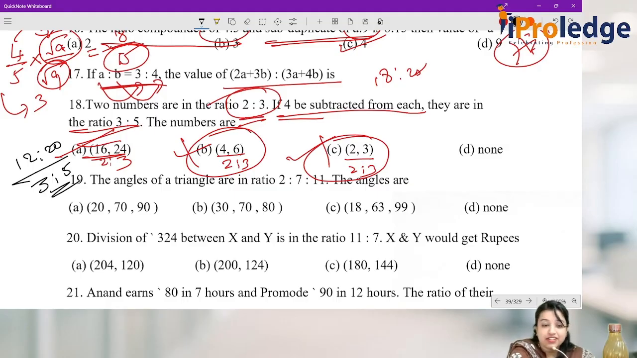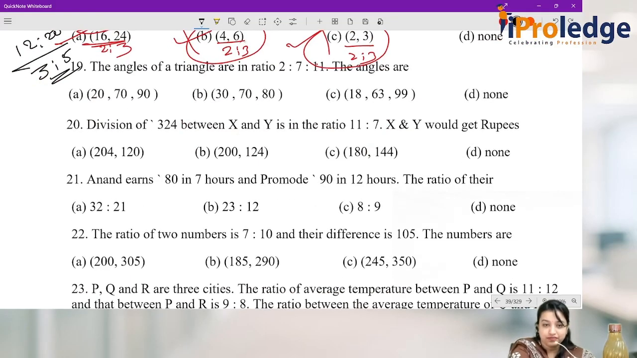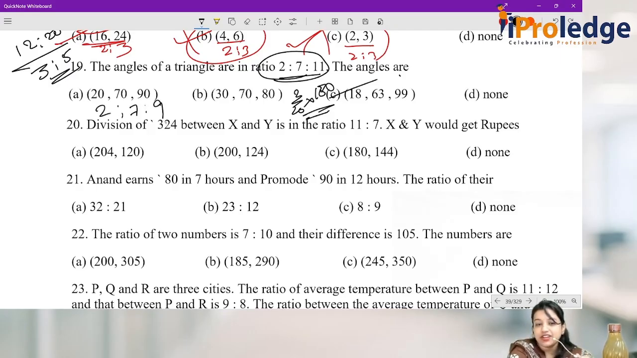Next, the 17th one. The angles of the triangle are in the ratio 2:7:11. The angles are... So add all the ratios: 2+7+11 is 20. 2 by 20 into the summation of 180, which is equal to 18. If the ratio is 2, 7, 9 it would not match; 2, 7, 11 is only option C.